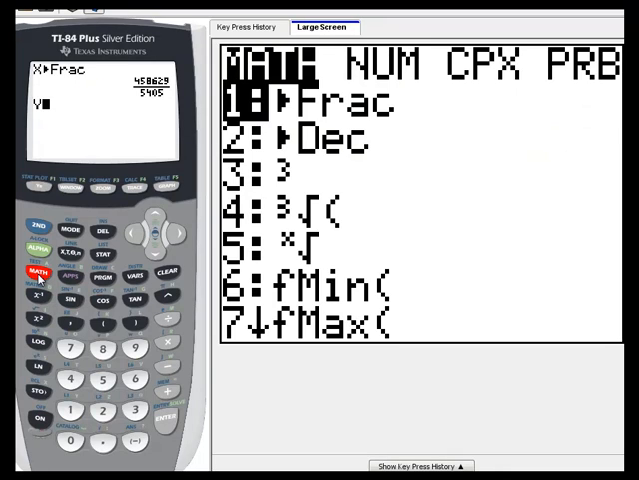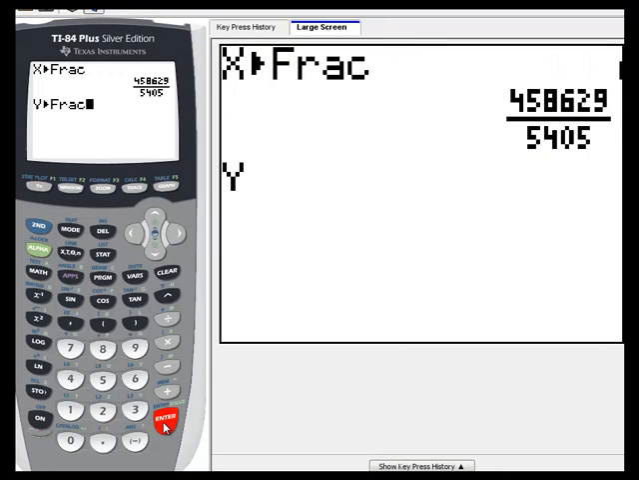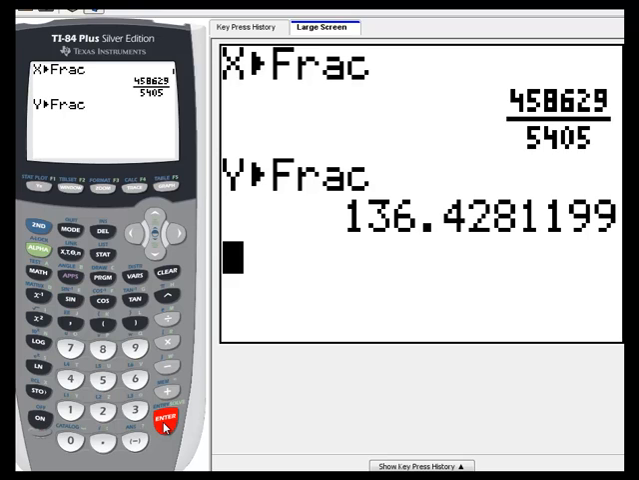Math menu, fraction conversion, paste it on the home screen, enter again to execute. What happened here? All the calculator did was give back the decimal representation again. No explicit fraction with an integer numerator and integer denominator. What's this mean? Okay, we'll have to explain this in our answer. Let's take this information and go back to our equations.